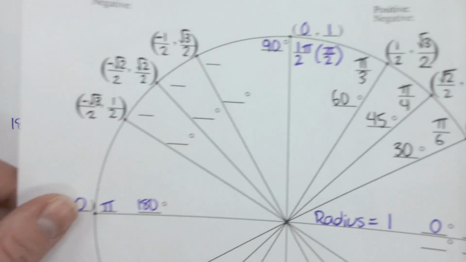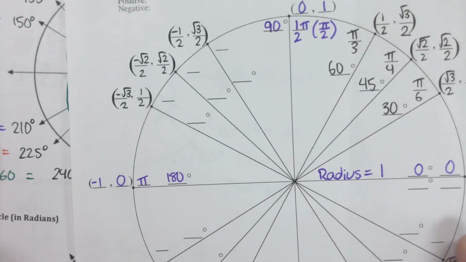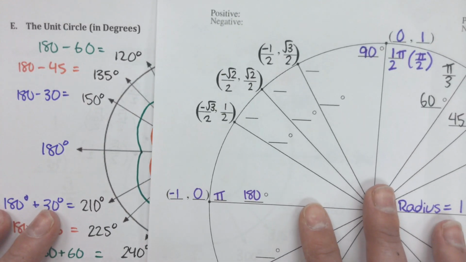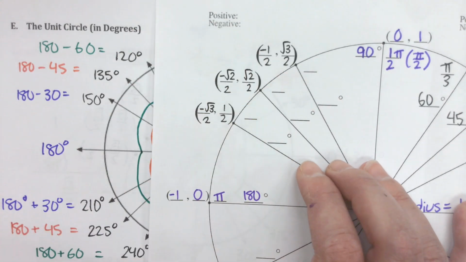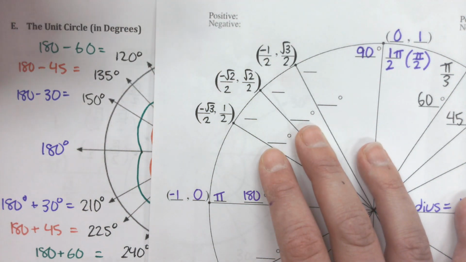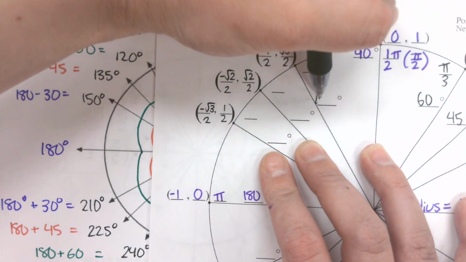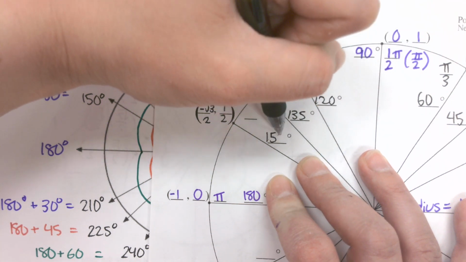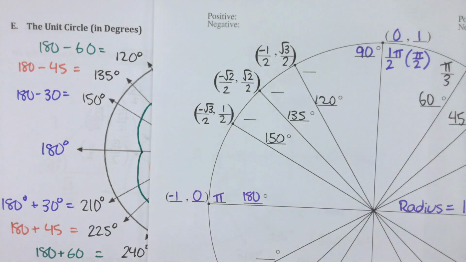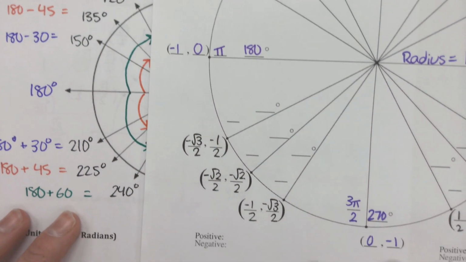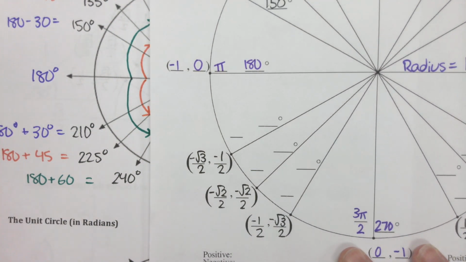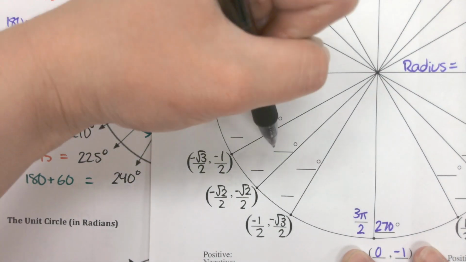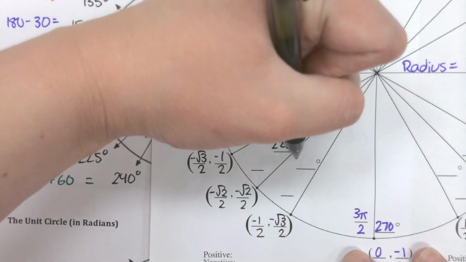So let's go back in and fill those in on the actual circle. Second quadrant, I'm going to go around in the counterclockwise circular direction. We have 120, 135, and 150 in quadrant 2. Quadrant 3, we have 210, 225, and 240.